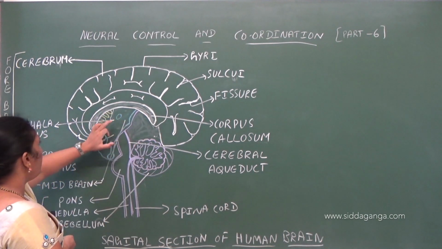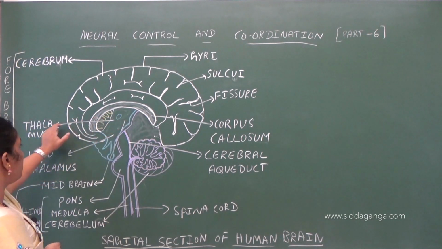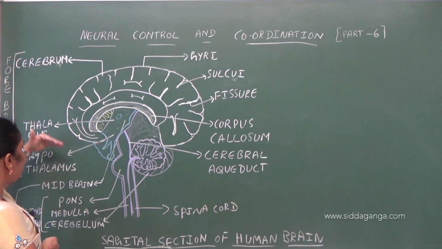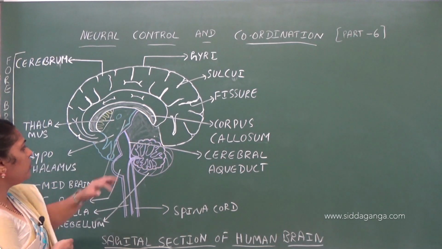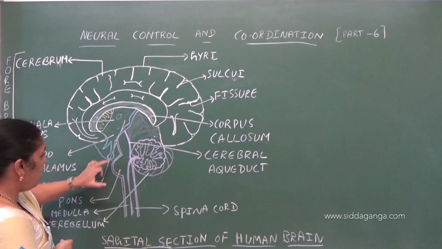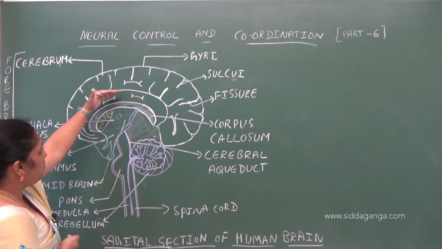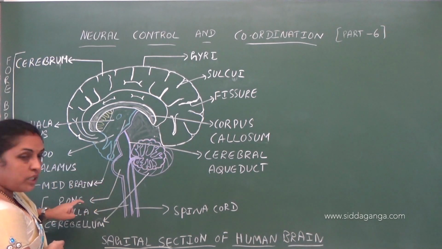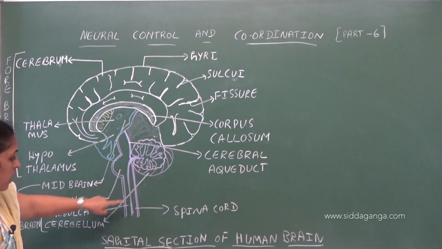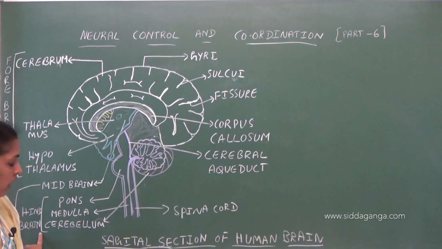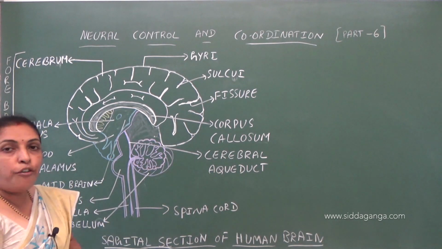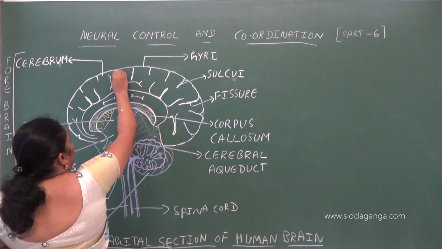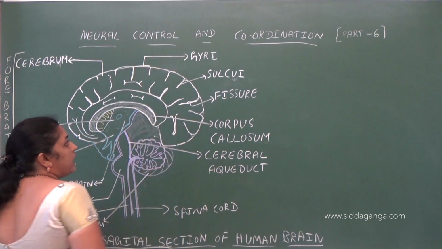Below the corpus callosum we see a region called thalamus, and below that thalamus we see hypothalamus. Cerebrum, thalamus and hypothalamus form the forebrain, and in the middle we see the midbrain. Below the forebrain and above the hindbrain we see the midbrain, and this part is pons, this is medulla, and this one is cerebellum, all forming the hindbrain. Midbrain with hindbrain forms the brainstem.